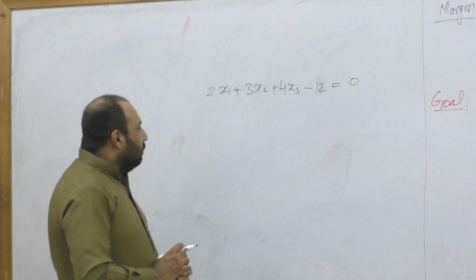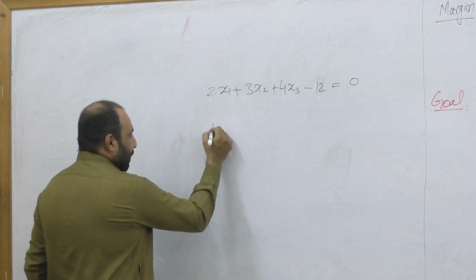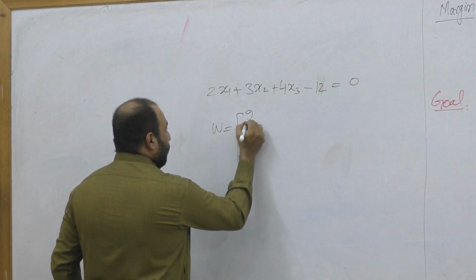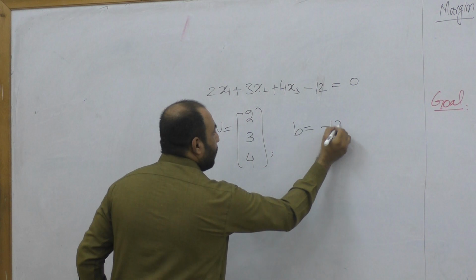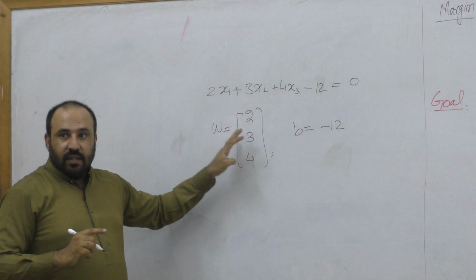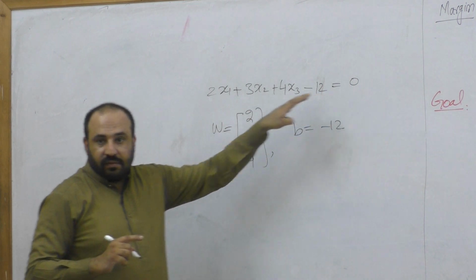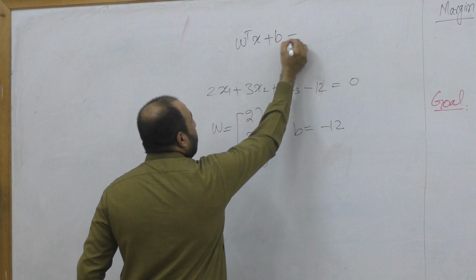Clear? If you want to write this in that way, then my W is 2, 3, 4, and B is minus 12. Okay. In this particular case, this is the equation of the plane, which is W transpose X plus B equals 0.